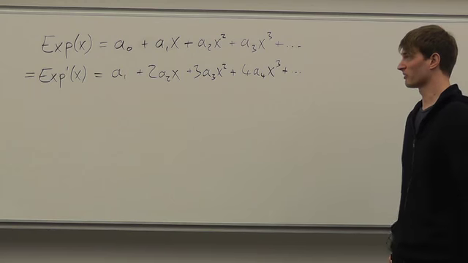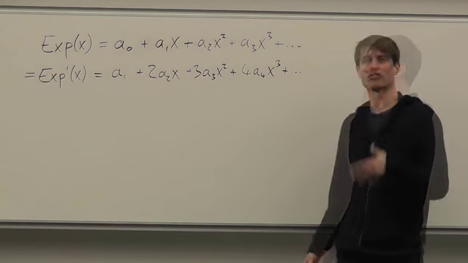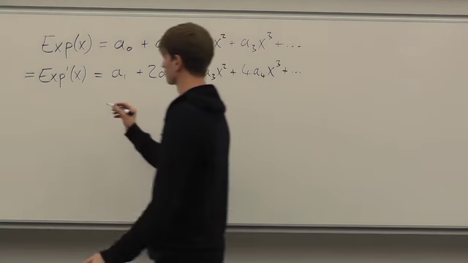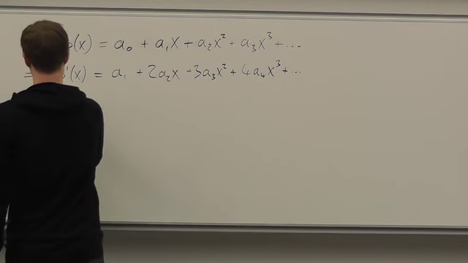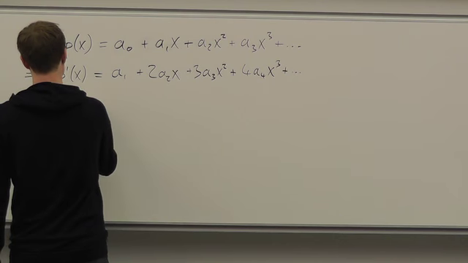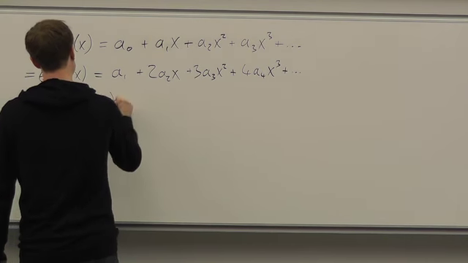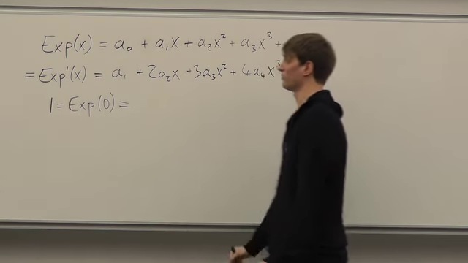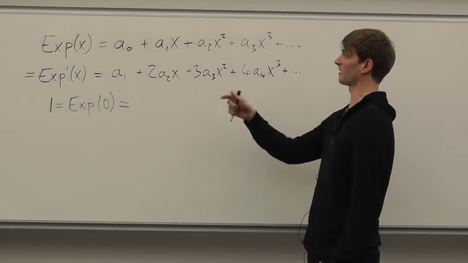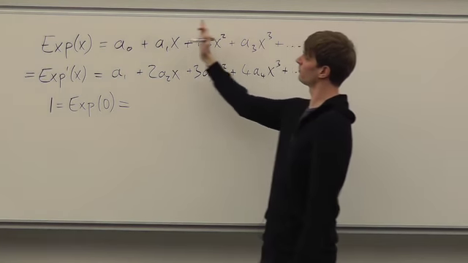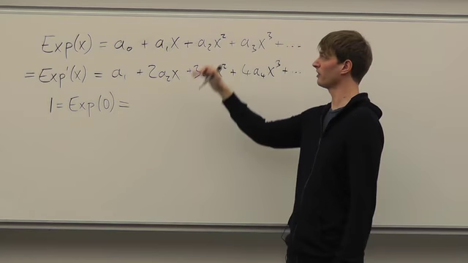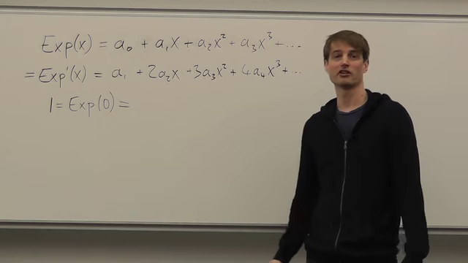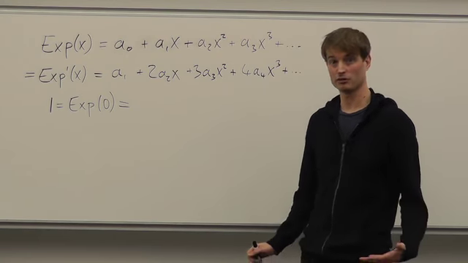What about our other properties? One of the properties was that exp of 0 was equal to 1. So we have this: 1 is exp of 0. And what is exp of 0? Well, if I take x and put it equal to 0, all these terms which have a power of x will disappear, and I'll just be left with the term in the front, which will be a0. So this nails down a0. It tells us that a0 is equal to 1.